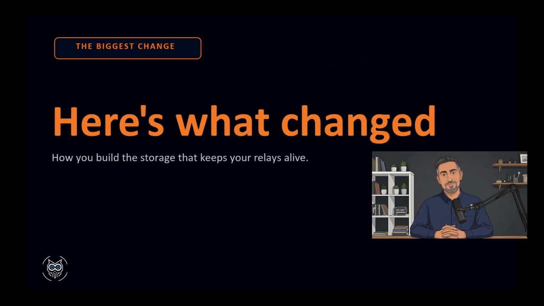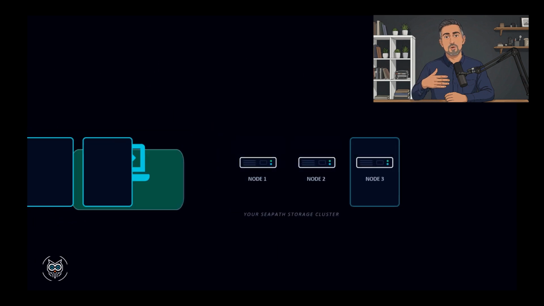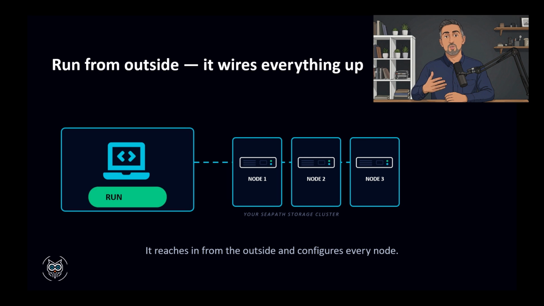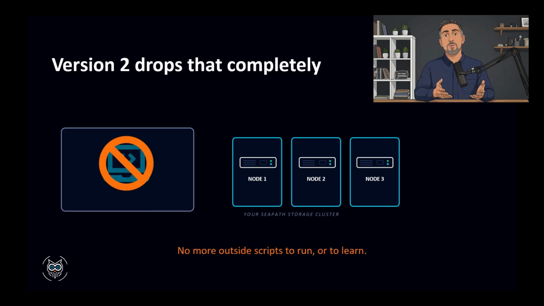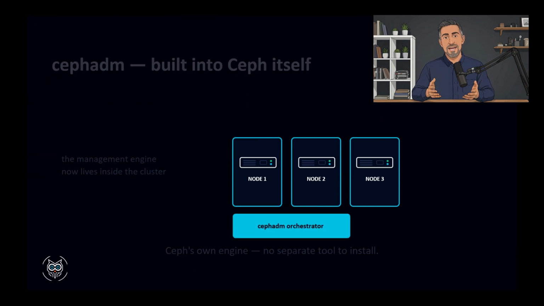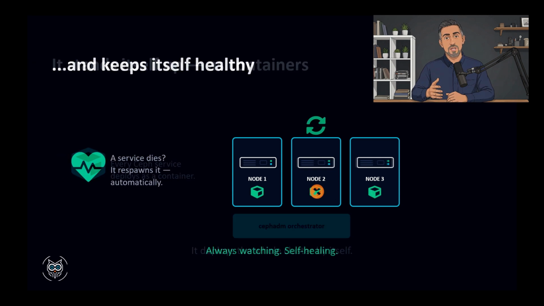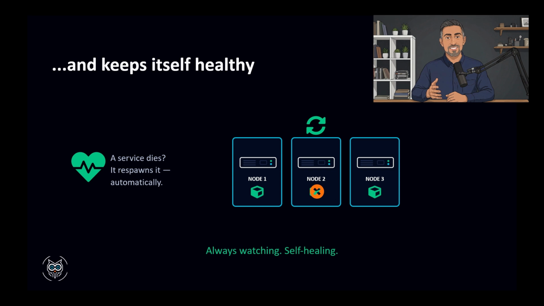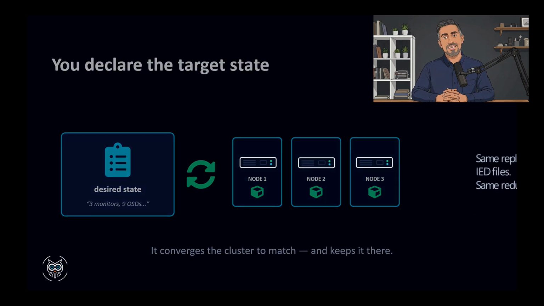Here's what changed. In version 1, you commission that storage using an external set of scripts called ceph-ansible. You ran them from the outside and they wired everything up. Version 2 drops that completely. It uses cephadm, Ceph's own built-in management engine. Instead of an outside script setting up your redundancy and walking away, the storage now stands itself up and keeps itself healthy. You tell it the target state and it maintains it.